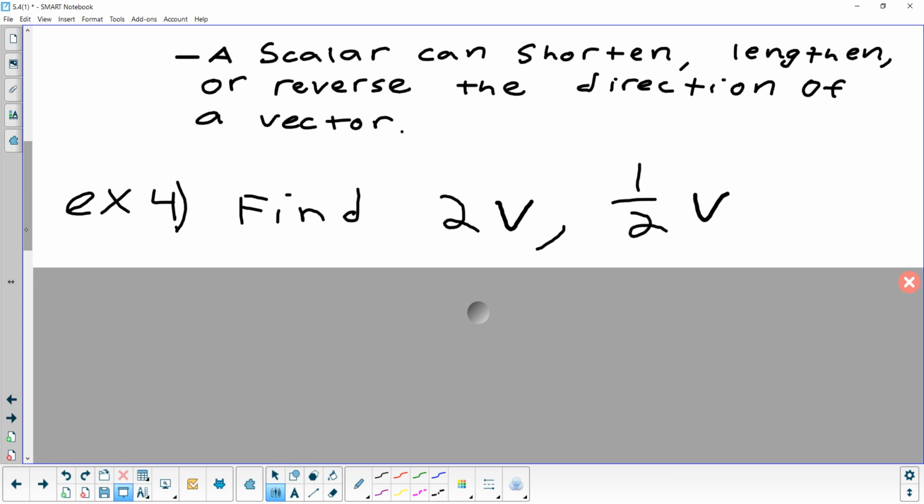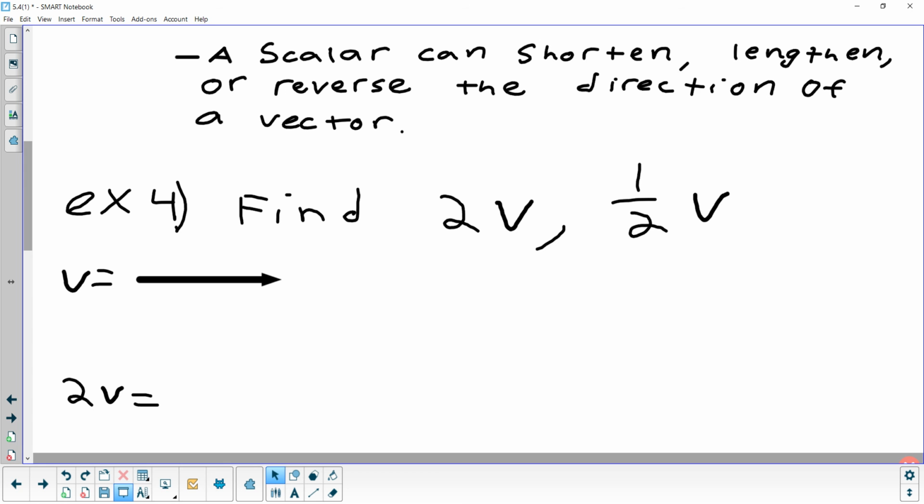So out of it, I'm going to have you guys find 2 vectors in a minute. I'll give you a picture of V. But which one there is going to make the vector longer? The 2V or the 1/2 V? Jade? 2V. How much longer is it going to make it? Twice. Yep, twice as long.